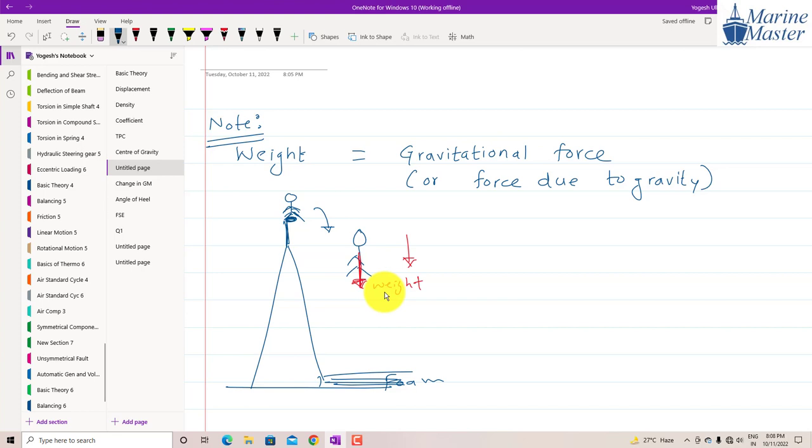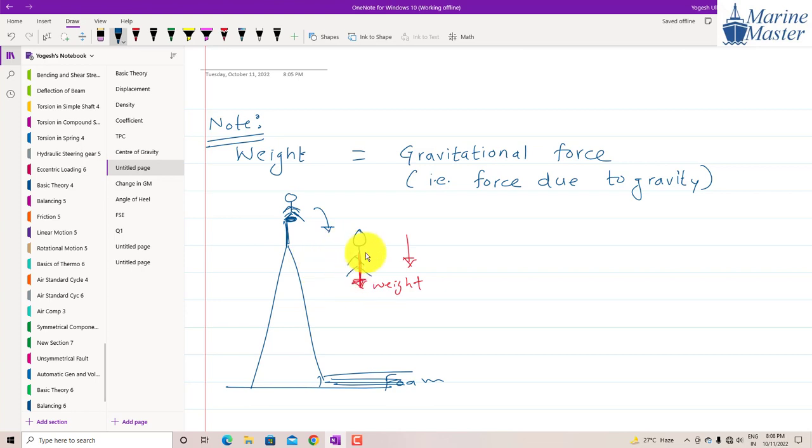So now what is meant by weight? Weight means gravitational force. That is force due to gravity. What is meant by gravitational force? That is the meaning of the symbol, i.e., force due to gravity, guys. That is meant by gravitational force.